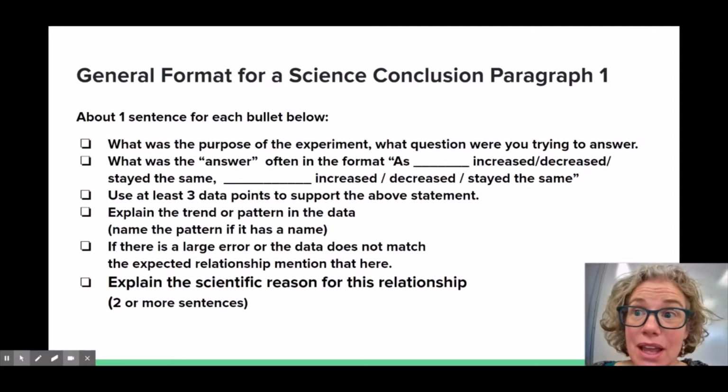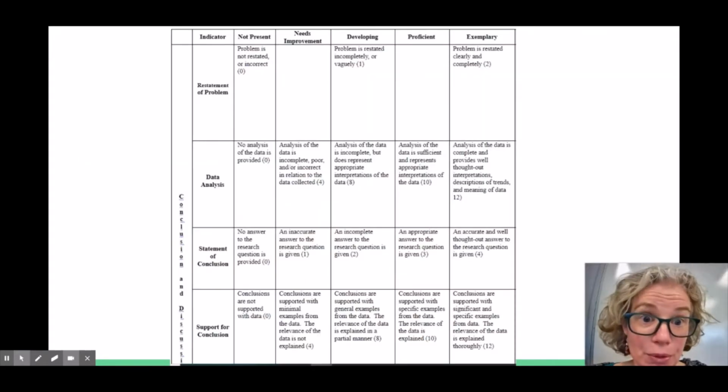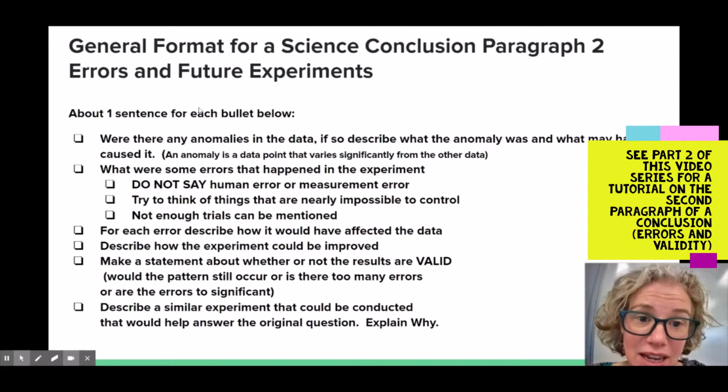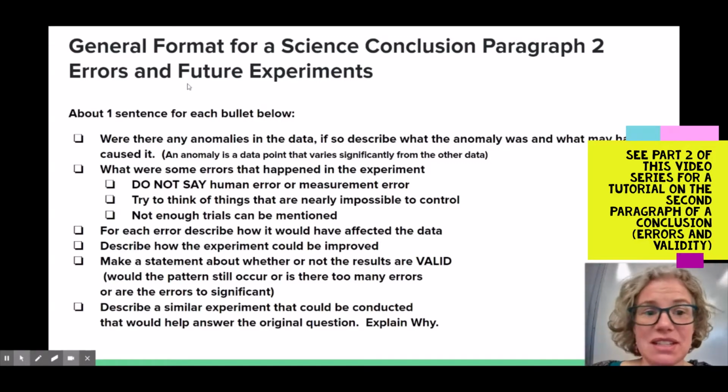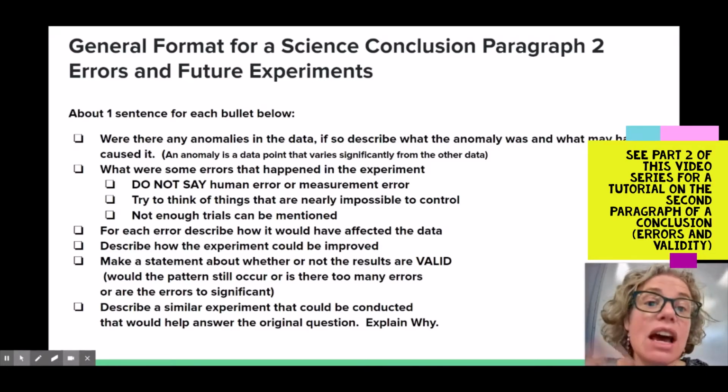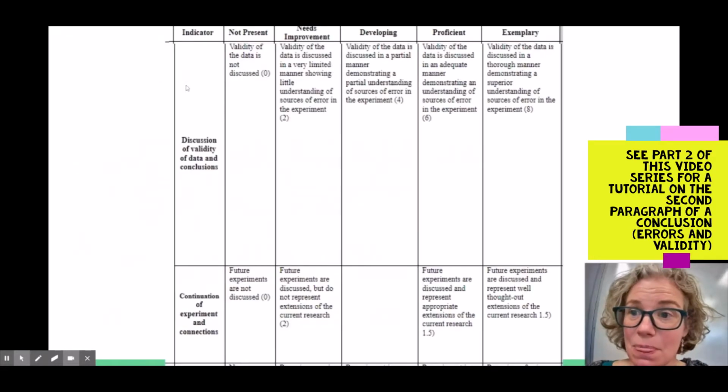back it up. And we'll look at a rubric that your teacher could give you to grade you on, and what does this language mean? And then we'll look at the second paragraph and what needs to be included in it. This is where we talk about what are some mistakes that could have happened, what are some things that I would have liked to control but I couldn't control, and what's another experiment that could be done to further my understanding. And again, we'll look at what a rubric might look like for that.